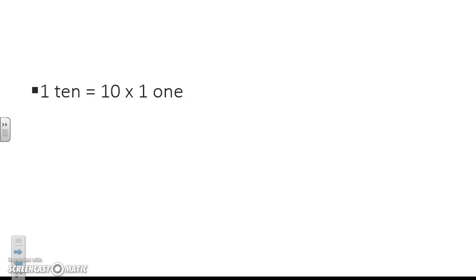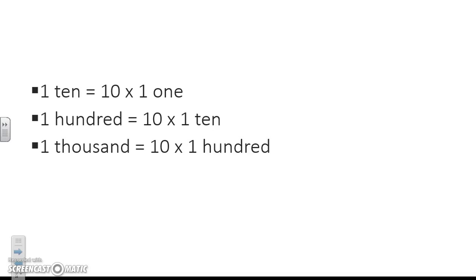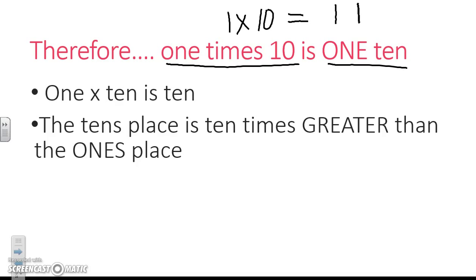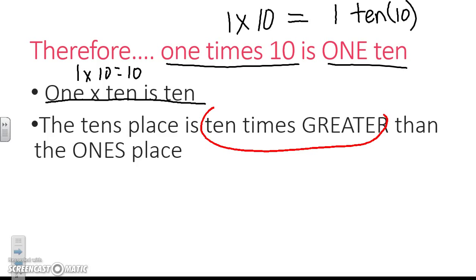So 10 is equal to 10 times 1. 100 is equal to 10 times 10. And 1,000 is equal to 10 times 100. Therefore, 1 times 10 is 10. Okay? This is saying the same thing. 1 times 10 is 10, right? 1 times 10 is 10. The tens place then is 10 times greater than the ones place. All right?